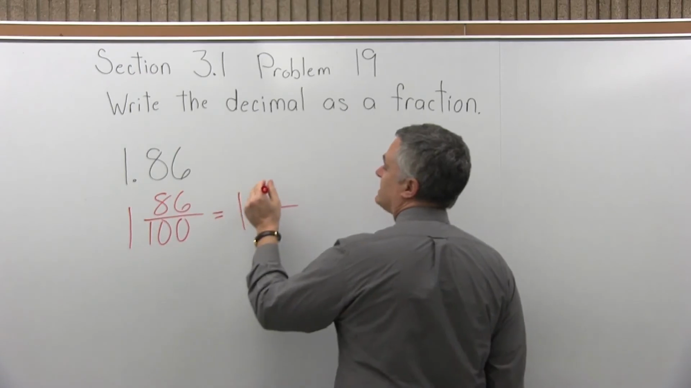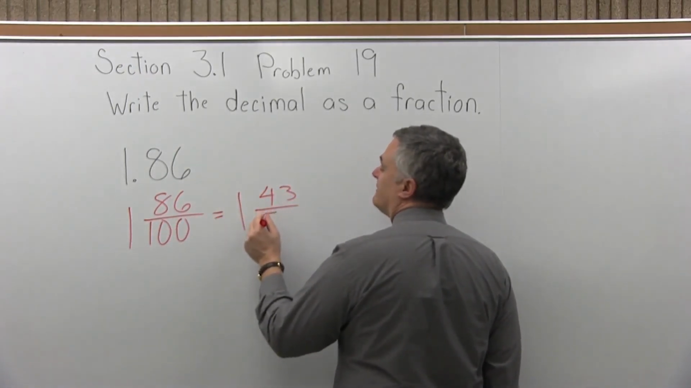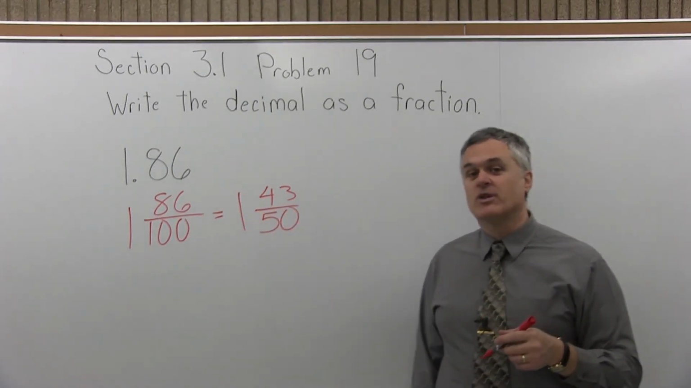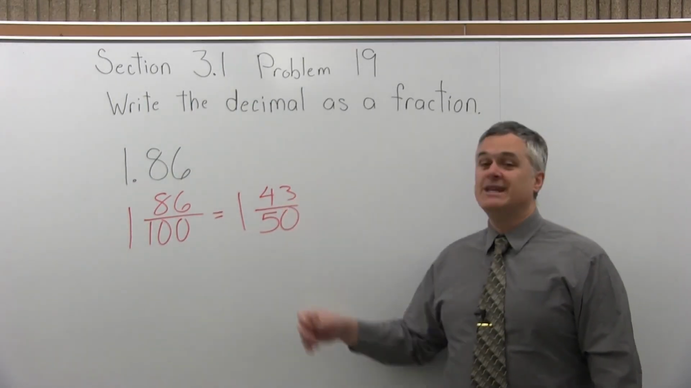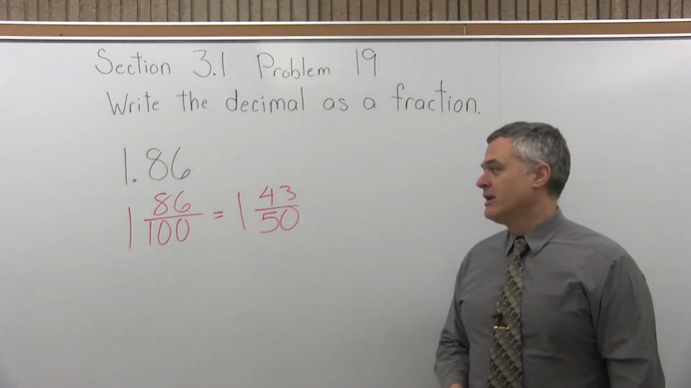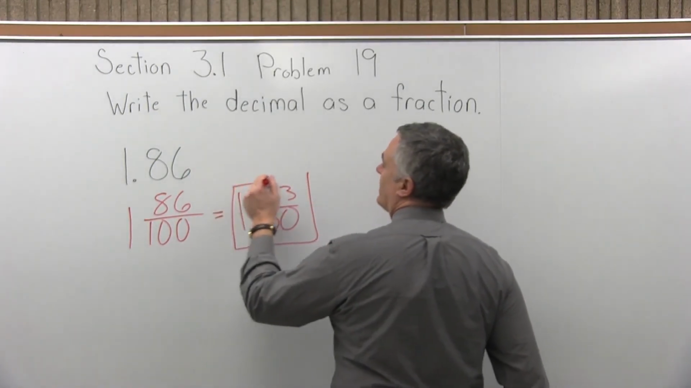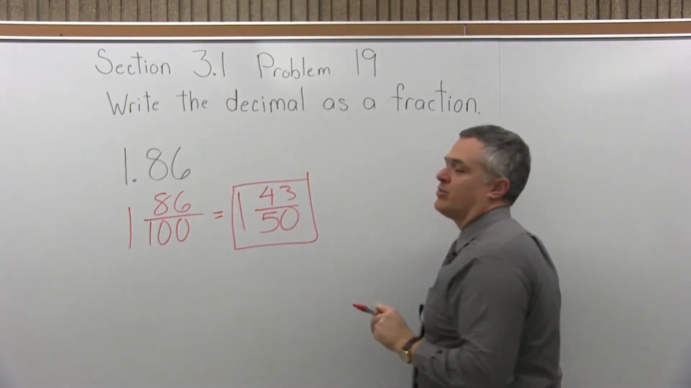So half of 86 is 43, half of 100 is 50, and now I have to ask myself, can I reduce that further? Are there any numbers that will divide into 43 and 50 evenly? No, there are not. So that's as far as it can be reduced. My final answer is 1 and 43 over 50. That's the fraction that's equivalent to 1.86.